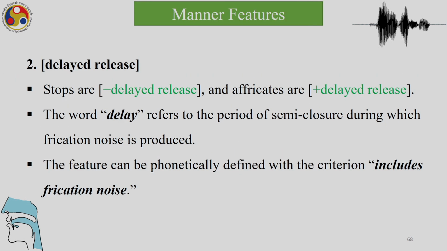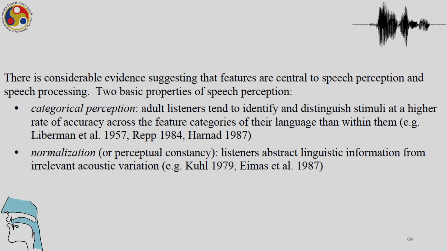So we have come to the end of our discussion on features. So I will say a few words about something called markedness. There is considerable evidence suggesting that features are central to speech perception and speech processing. Two basic properties of speech perception are categorical perception, which we have seen in our lectures on categorical perception, and normalization, that is, listeners abstract linguistic information from irrelevant acoustic variation.